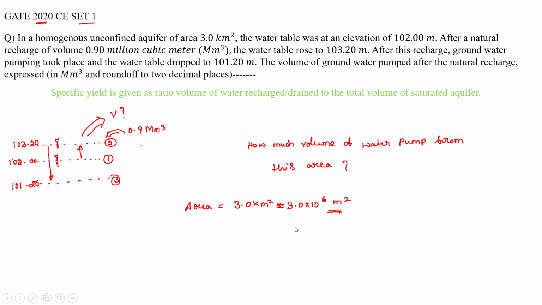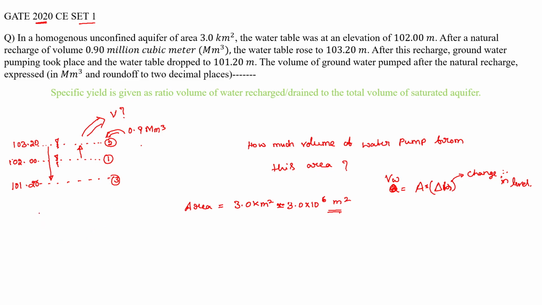So how will we do this? What is the Q here? Q is nothing but the volume of water, VW, equal to area into delta H. So how much water? Here delta H is the change in the level.